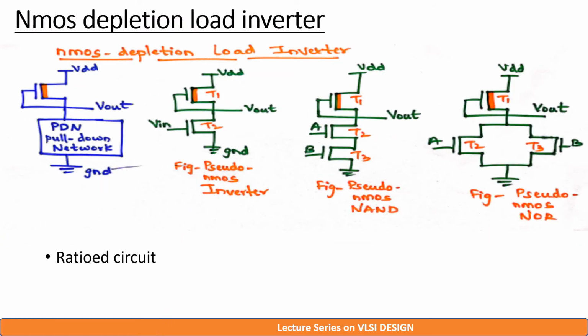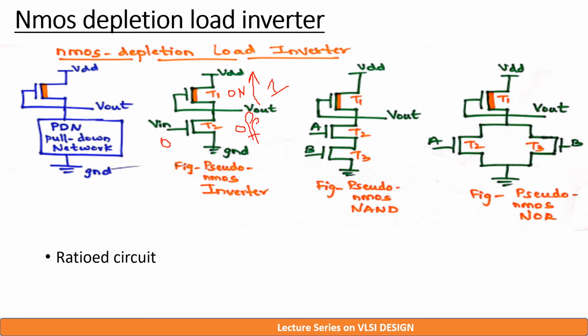So for NMOS depletion load inverter, NMOS depletion device is used as a pull-up load, and pull-down varies as per the digital circuit we are going to implement. For NOT gate, pull-down is a single NMOS device, and pull-up is an NMOS depletion device whose gate and source terminals are shorted. So when input is 0, pull-down is in off state, pull-up is in on state. Since it is a depletion device, depletion devices are always on because channel is already implanted in depletion devices. Hence Vout will be logic 1 or VDD.